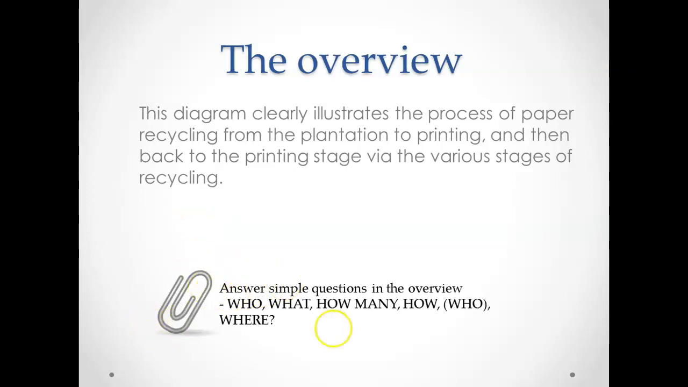So just remember to answer simple questions in the overview. What is it showing? How many stages are there? How does it happen? Does it tell you anything about who is involved? Usually processes do not tell you who. Does it tell you where? Well, in this case, it told you about the plantation. So not all these questions can be answered, but it just might help you write the overview quickly.